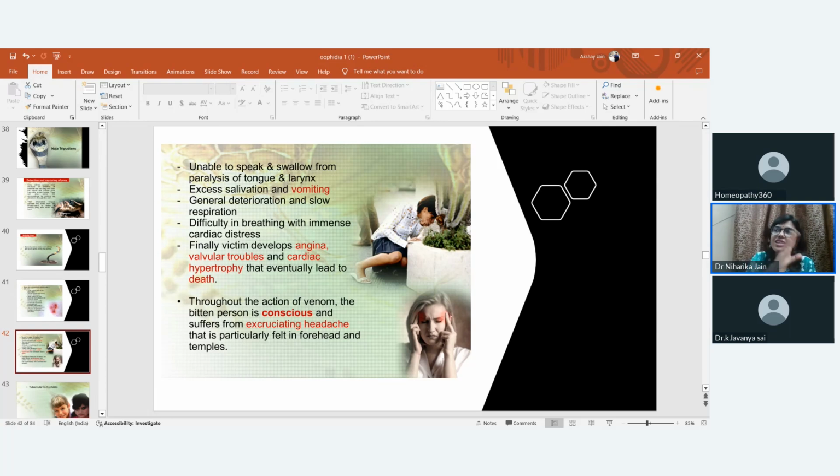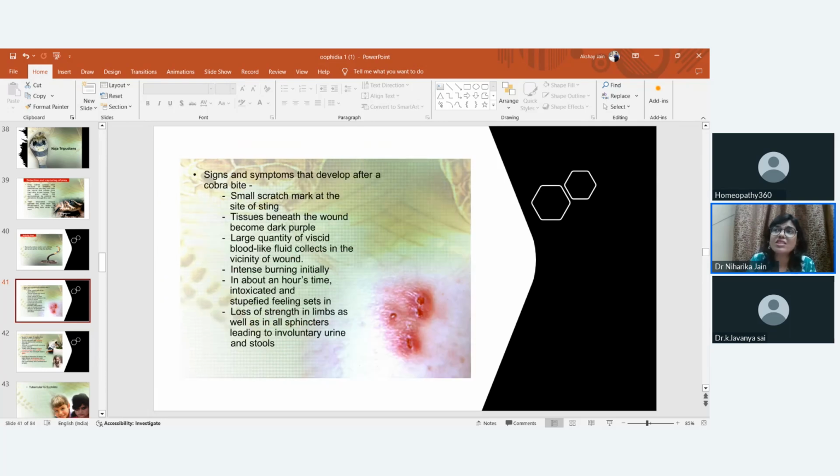So that's why Naja is very good remedy for the cardiac affection, but you don't forget he is very good remedy for the nervous system when the person feels the limbs are loss of strength, as well as all the inspector means your spinal, your nervous or spinal somehow is affected, and all the inspector have losing their capacity, losing their power, and there is an involuntary secretion like urine and stool.